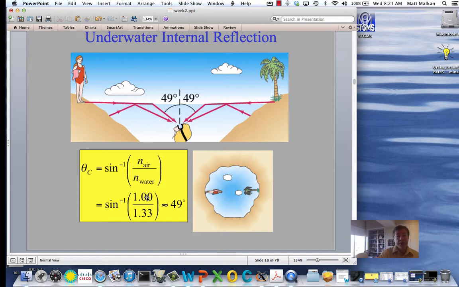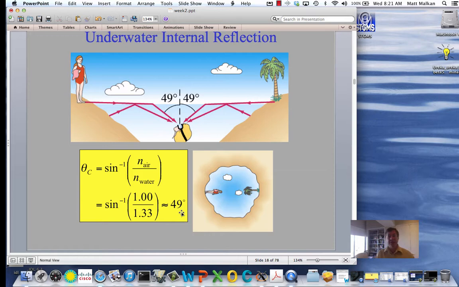The actual answer, if you plug it into a calculator, making sure that you're keeping track of the units here, that your answer comes out in degrees, is that the critical angle for an air-water boundary for total internal reflection is exactly 49 degrees. You can take that to the bank. You can take that to the beach. Always true.